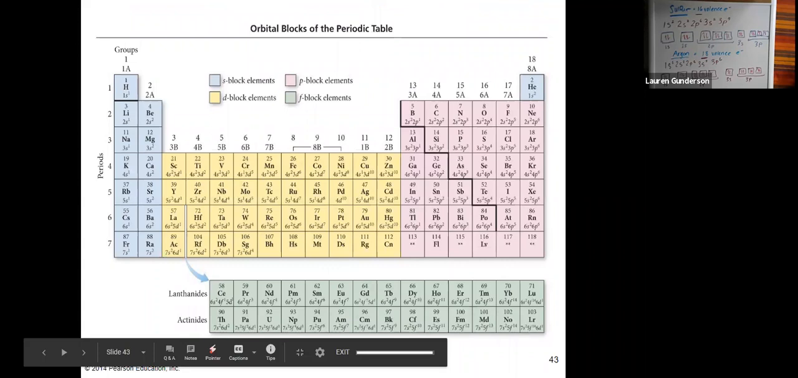So let's break down this picture here. Our S block elements are elements in groups 1 and 2. Notice how there are only 2 groups in the S block. That means that there are only 2 electrons that can fit in the S block, right? Or 1 orbital.